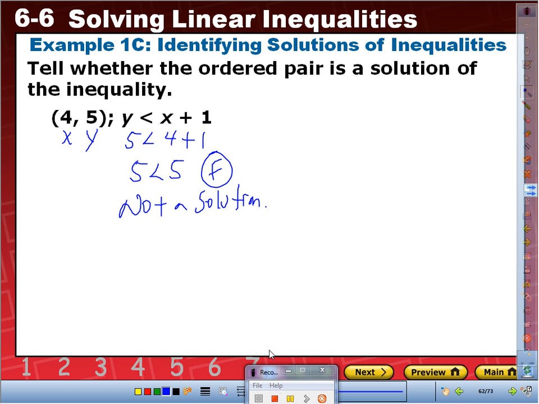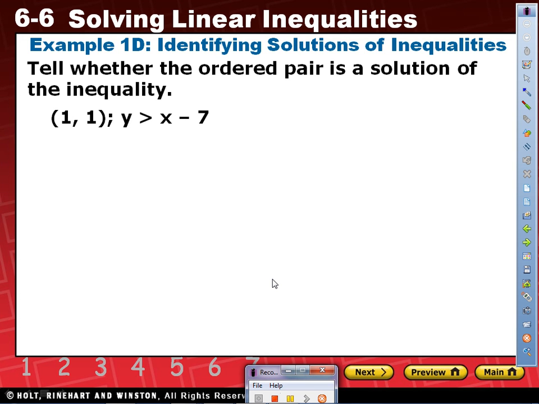Okay, let's do one more. Last one. Example 1D. Last one of these. Copy this. Example 1D. The ordered pair 1, 1. Check and see if it's a solution to y greater than x minus 7. Go.